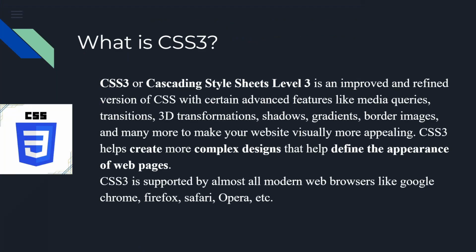So CSS3, or Cascading Style Sheets Level 3, is the latest version of the Cascading Style Sheets language used to describe the presentation of web documents including HTML and XML. CSS3 is an evolution of CSS2 and offers a wide range of new features and enhancements that make it more powerful and versatile for web design and layout. It is supported by almost all modern web browsers like Google, Firefox, Safari, Opera, etc.